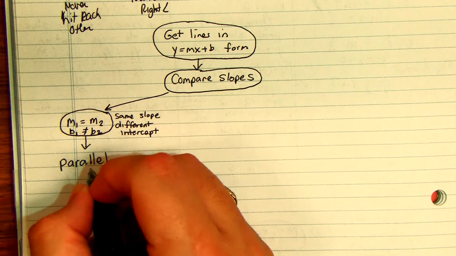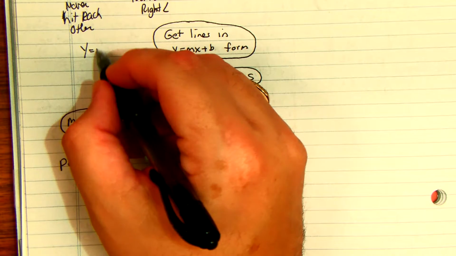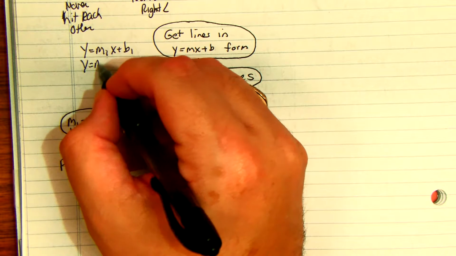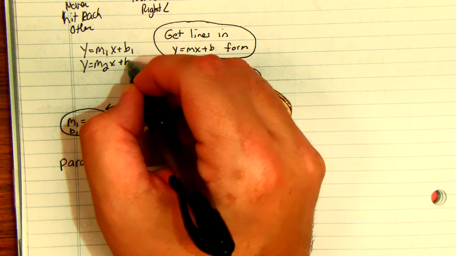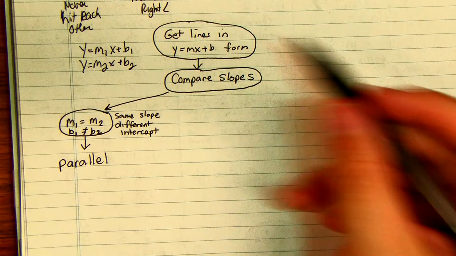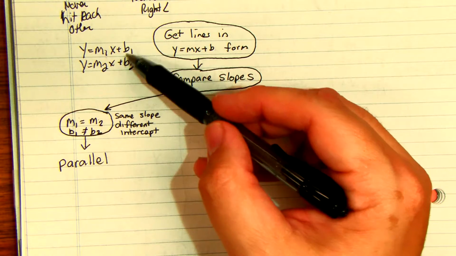They're parallel. So basically, you're going to get y equals m1x plus b1, y equals m2x plus b2. So you're going to get 2 different equations. That's what we're looking at here. So if the slopes are the same, but these 2 numbers are different, they're going to be parallel.